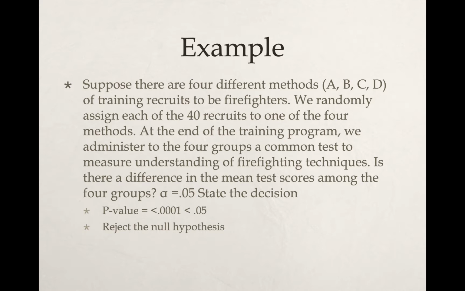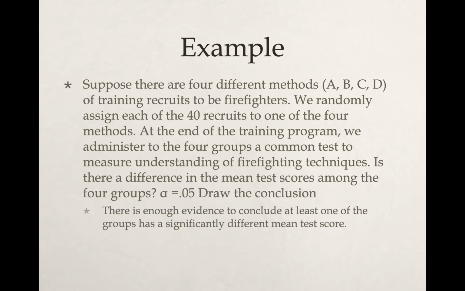All right, we are concluding the alternative. So there is enough evidence to conclude, we do not say that they are unequal. What we say is that there is enough evidence to conclude at least one of the groups or methods has a significantly different mean test score, okay? Remember, it only takes one to throw off equality, and that's all we get from this global ANOVA test, that at least one of them is significantly different. We don't know if all four of them are different from each other. We don't know if there's only one method different from the other three.